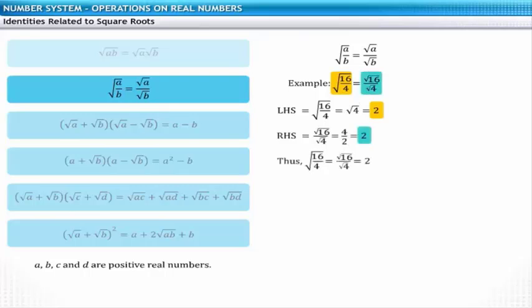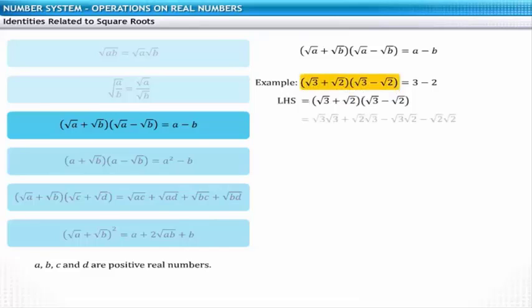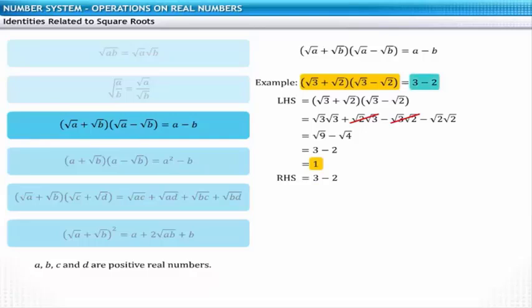Thus, it is verified. The third identity is the product of the sum and the difference of the square root of A and the square root of B is equal to A minus B. Let's verify this. Now, simplify the left-hand side by expanding it. These two terms get cancelled. Now apply the first identity. Let's simplify this expression. On simplification, we get 1. And the right-hand side is equal to 3 minus 2, which is equal to 1. Thus, both the sides of the example are equal.